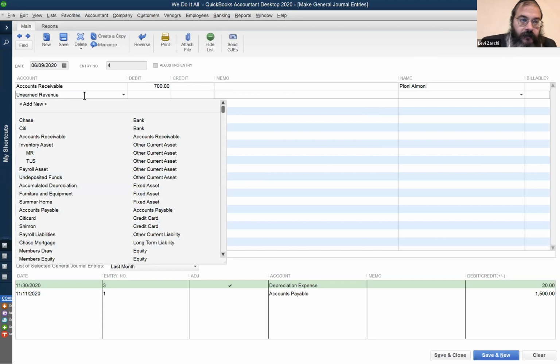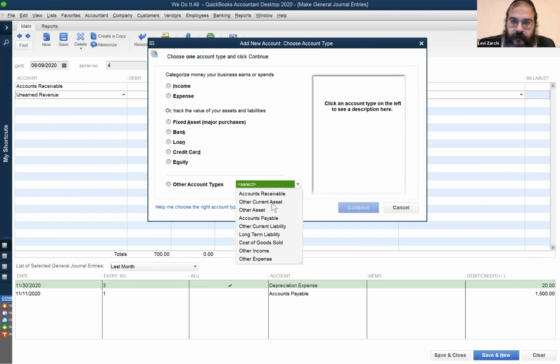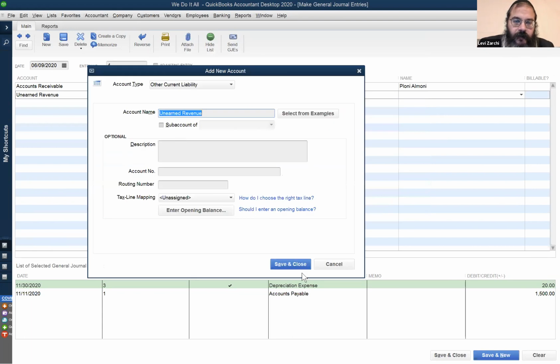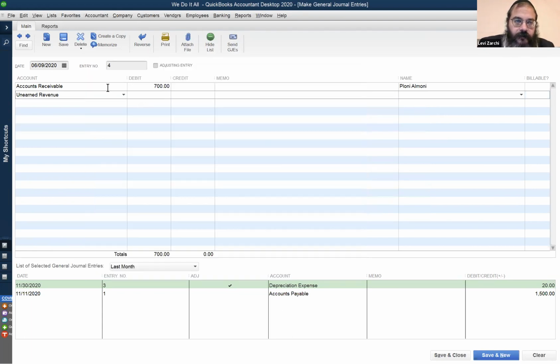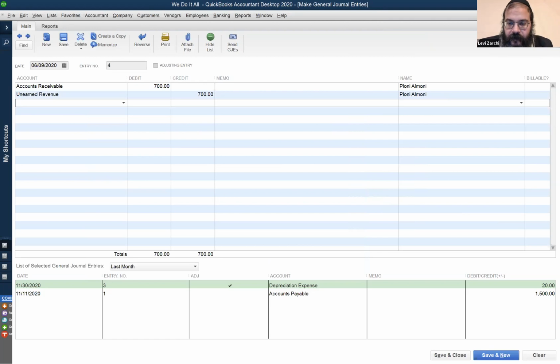Now, this is going to be a liability account, other current liability, retainers from customers. Isn't that exactly what we want? Sales tax, security deposits, retainers from customers. So that's where it should have been done. Continue, and we're saving the account. Okay, so we're debiting, we're putting back $700 to accounts receivable and pulling our money, and we're going to put the $700 unearned revenue also to Ploni Amoni, so we're going to know to reference his account.